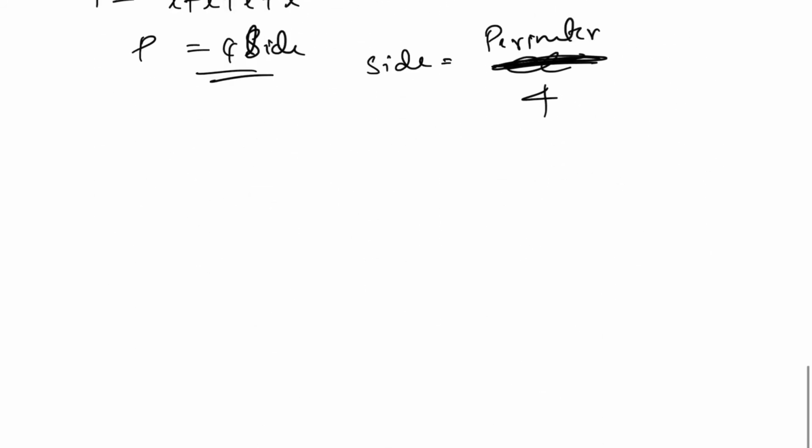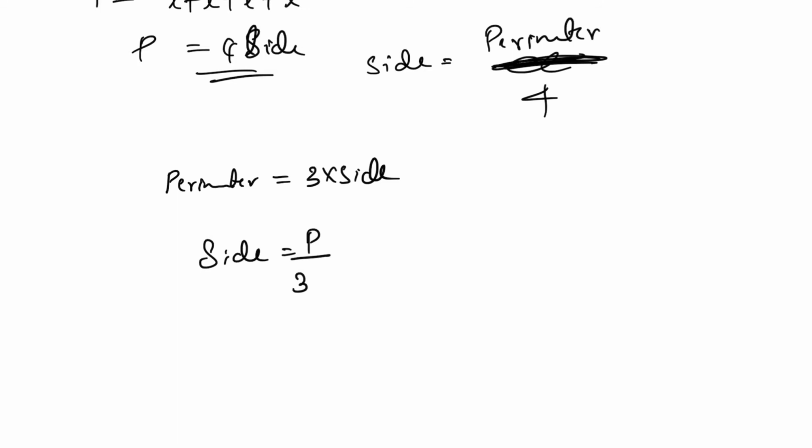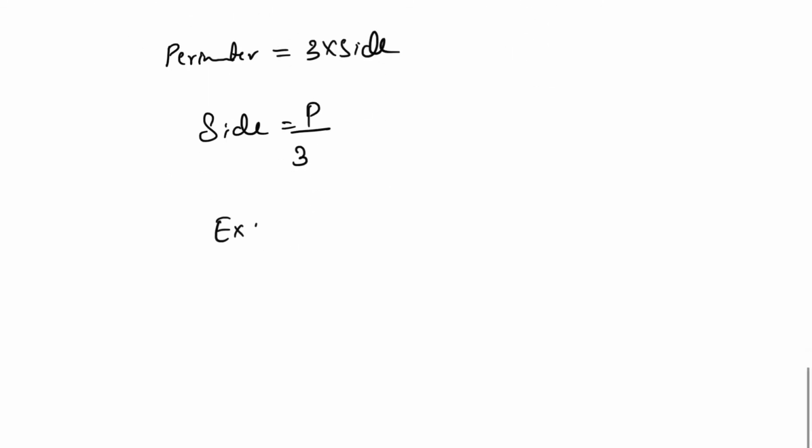Now coming to the perimeter of an equilateral triangle. In an equilateral triangle, all the 3 sides should be equal, right? So perimeter will be equal to 3 into side. So how will you find each side? Each side can be found out by side is equal to perimeter by 3. Hope it's clear. For the other triangles, you need to add up the sides. Since it's an equilateral triangle, all the sides are equal.